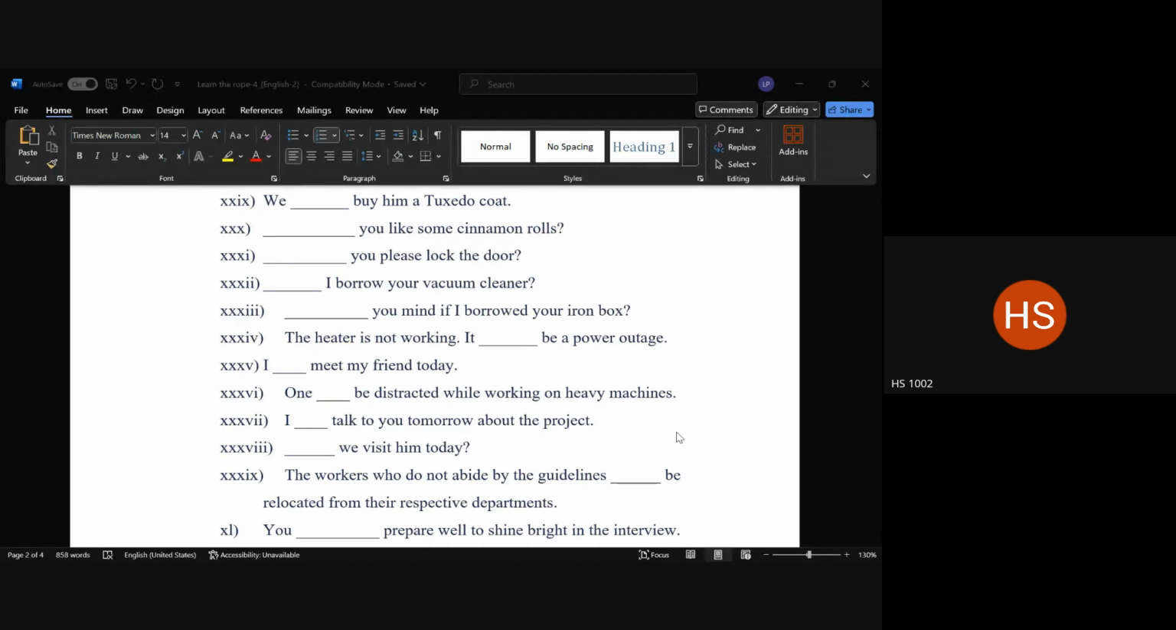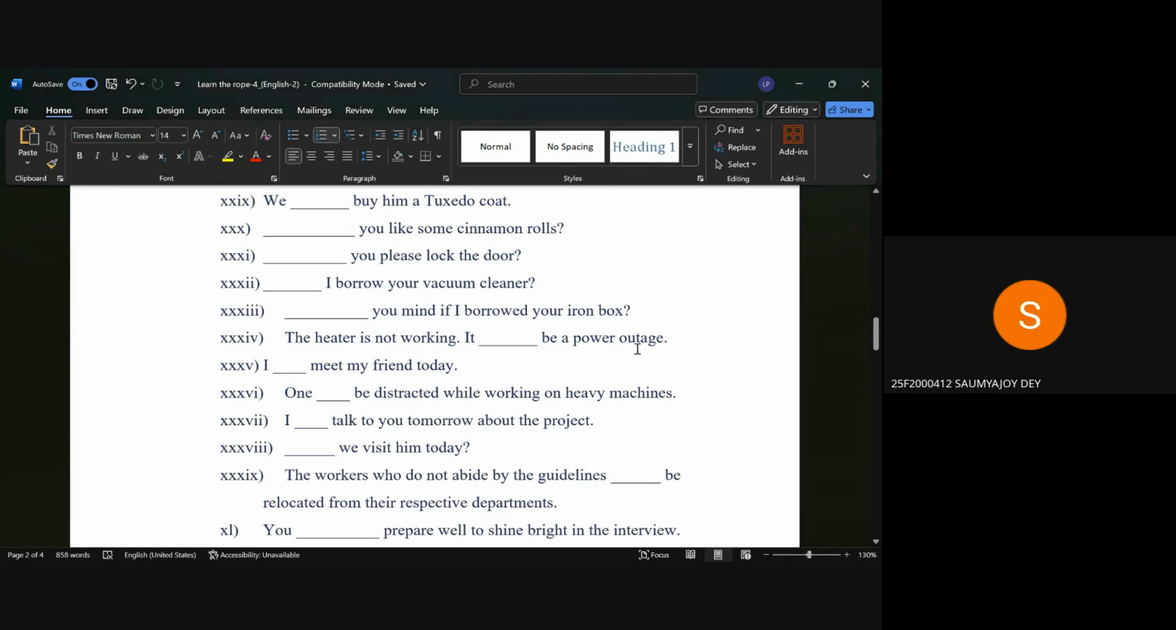Should is also a possibility, right? Suggestion. We should buy him a tuxedo coat. Could is okay. Might is okay. Will is okay. Must is okay. Then comes the next one. Ma'am, can I use negative here? Yes, of course. We can't buy him a tuxedo coat. No problem. We wouldn't buy him. We couldn't buy him. Not a problem.